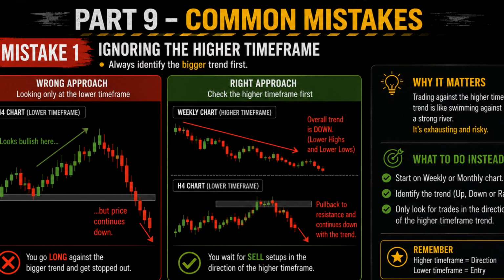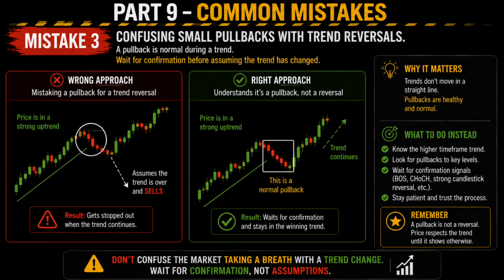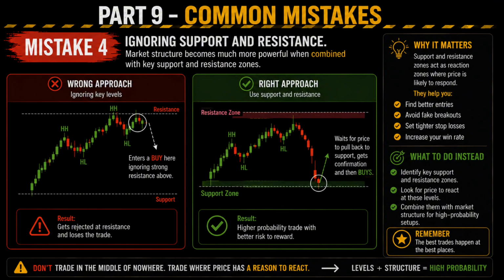Ignoring the higher time frame: always identify bigger trends first. Mistake 2, forcing trades against the trend. Trading with the trend usually offers high probability setups. Mistake 3, confusing small pullbacks with trend reversal. A pullback is normal during a trend. Wait for confirmation before assuming the trend has changed. Mistake 4, ignoring support and resistance. Market structure becomes much more powerful when combined with key support and resistance zones.